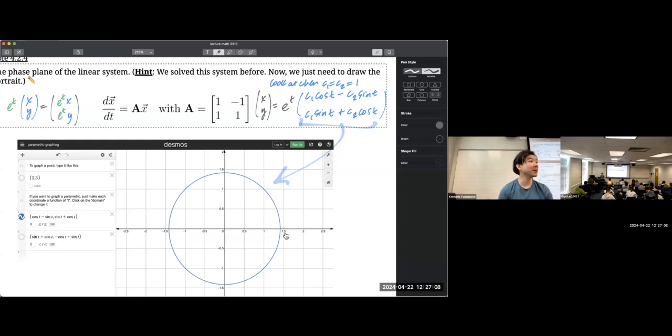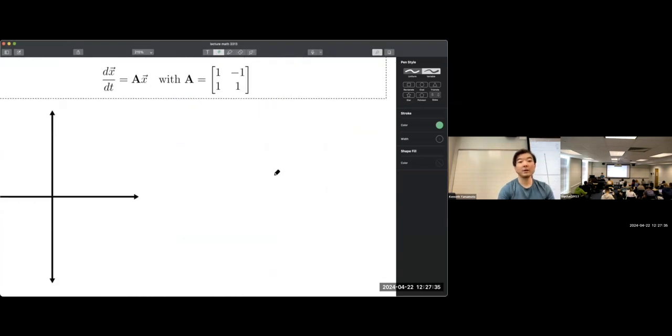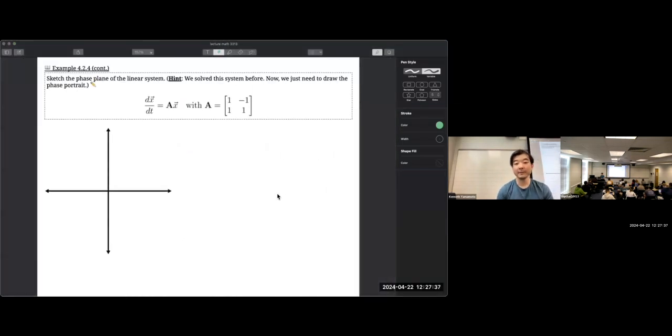What kind of shape do you think that'll become intuitively? It's going to be a spiral, and it's going to spiral out or in? Out. Yeah, so that's what the e^t is going to do. It's going to spiral out as t goes to infinity. So let's draw how that's going to look like.